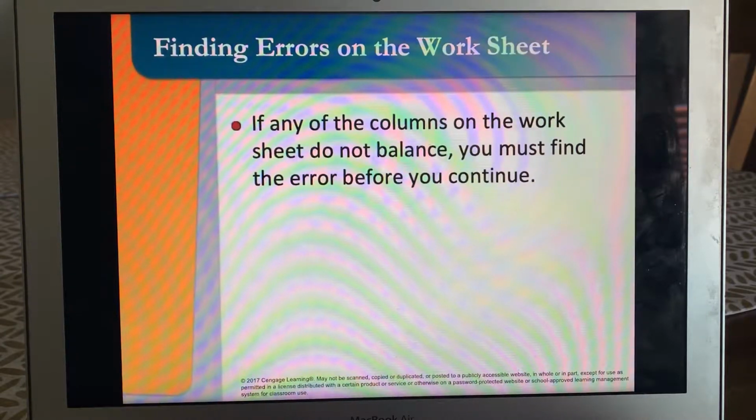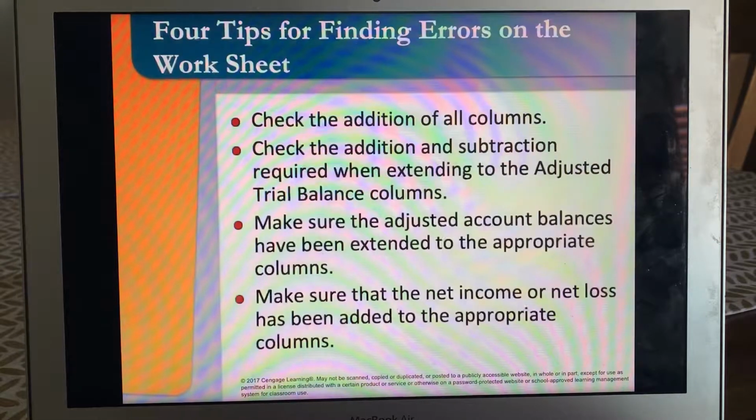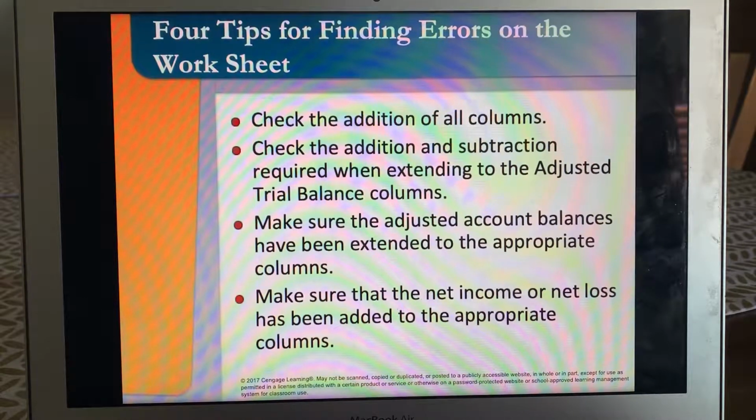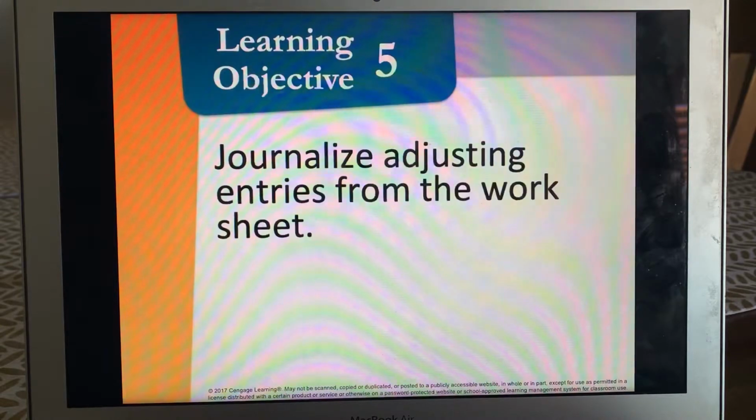If any of the columns on the worksheet do not balance, you must find the error before you continue. Check the addition of all columns. Check the addition and subtraction required when extending to the adjusted trial balance columns. Make sure the adjusting account balances have been extended to the appropriate columns. Make sure that the net income or net loss has been added to the appropriate columns.